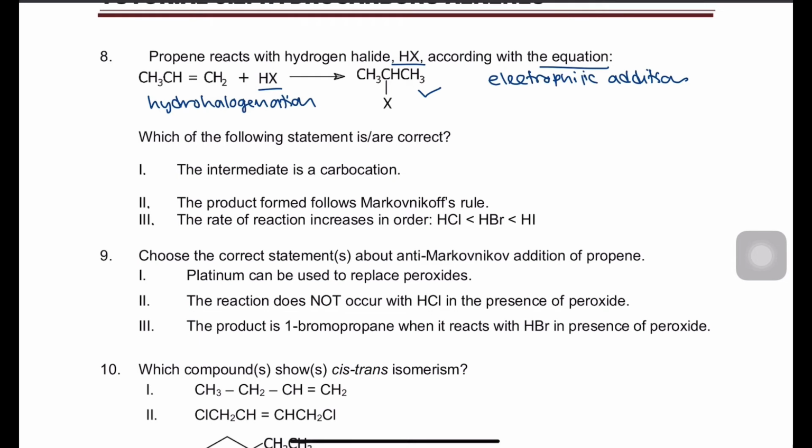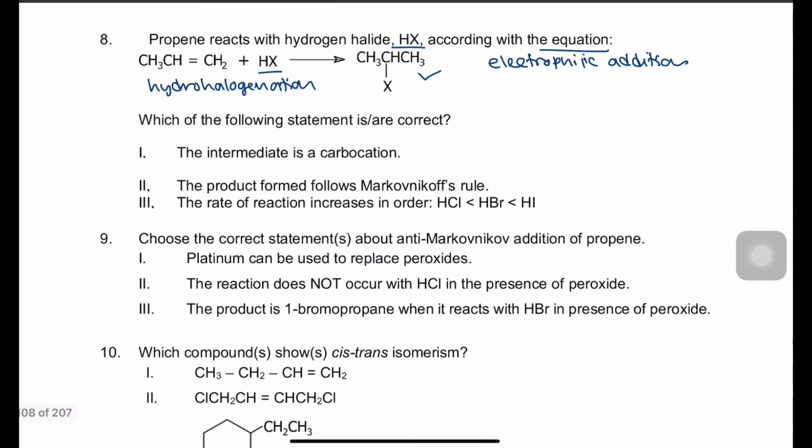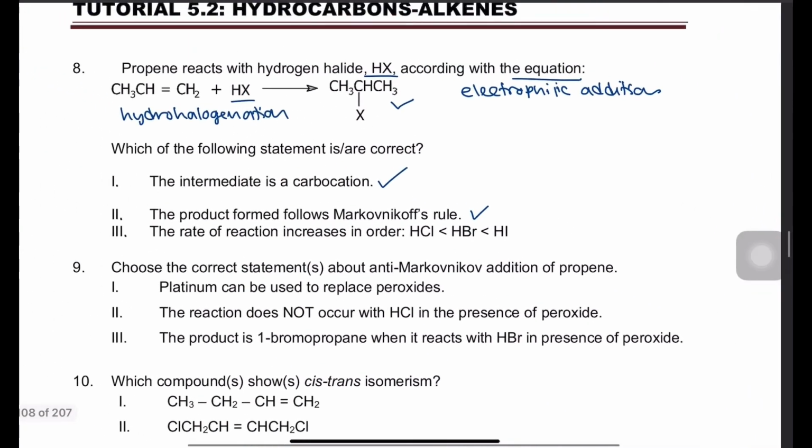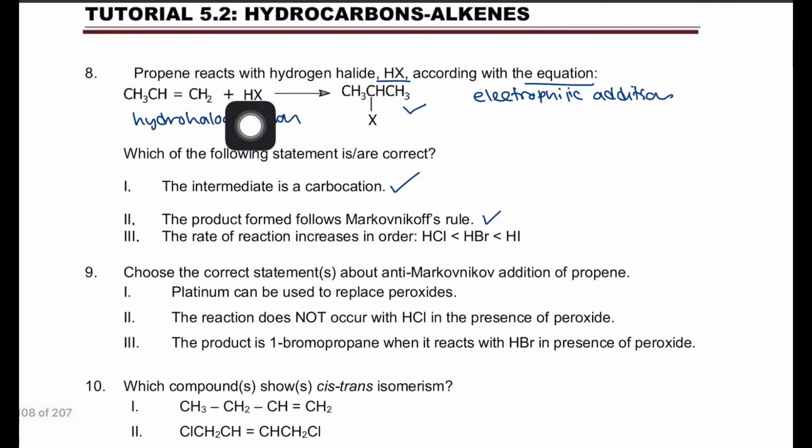So let's look at the statements. The intermediate is a carbocation. Yes. The product formed follows Markovnikov's rule. Yes, as you can see here, the hydrogen goes to the carbon with the greater number of hydrogens, which is to the right, and the halogen goes to the center. So it does follow Markovnikov's rule.